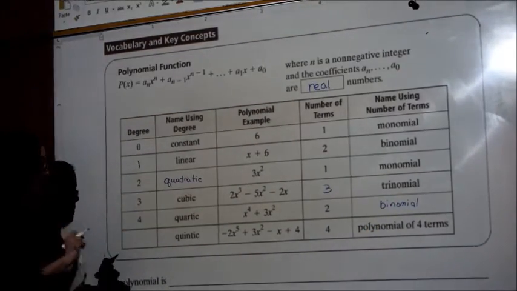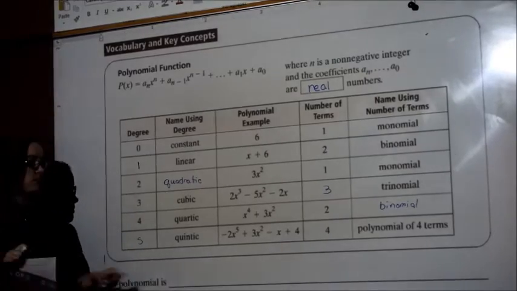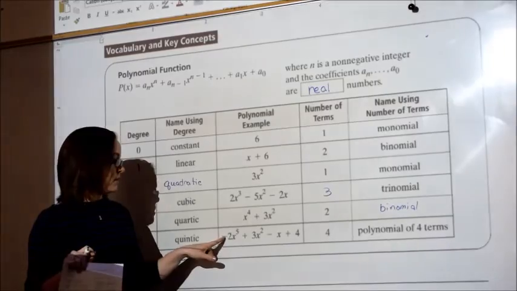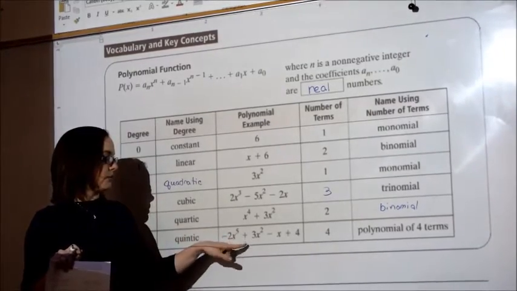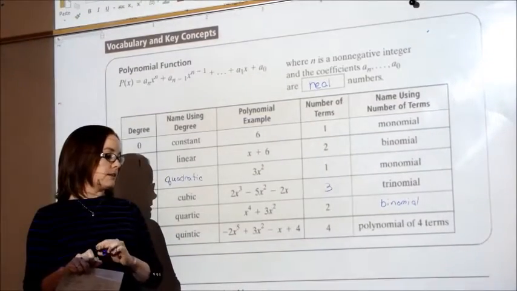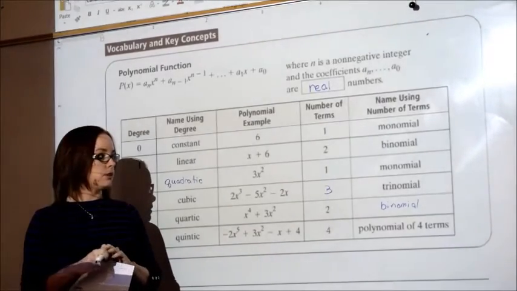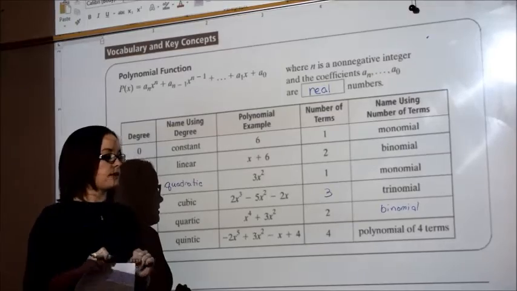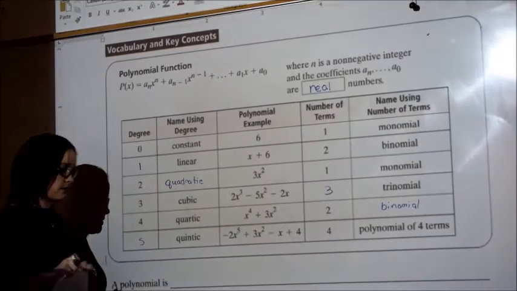And then finally, we're going to deal with the 5th degree, which is quintic. And our particular example that we're going to use is negative 2x to the 5th power plus 3x squared minus x plus 4. And the number of terms here is 4. So we're going to say this is a polynomial of 4 terms.